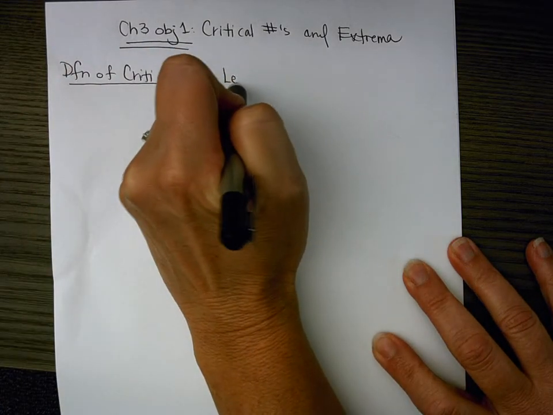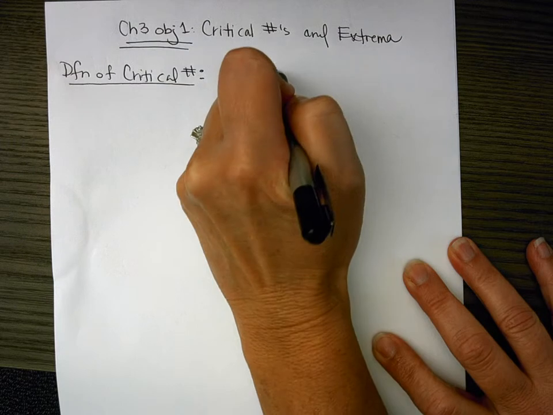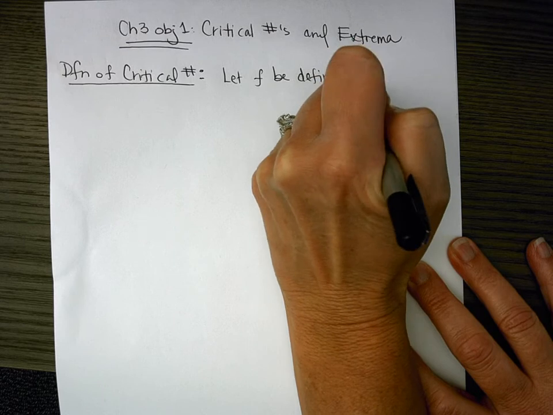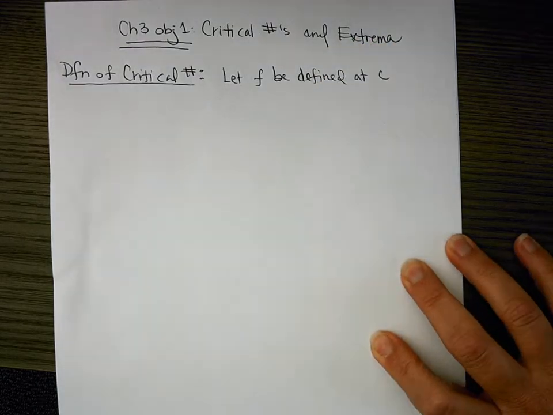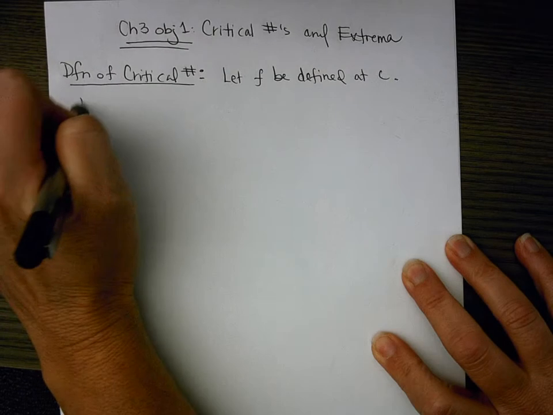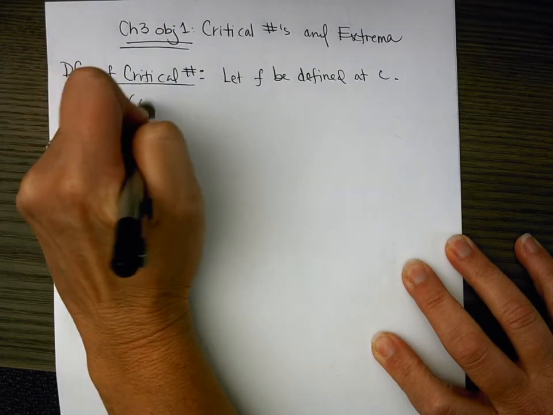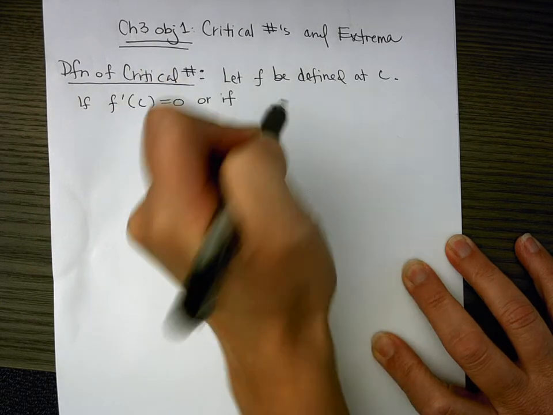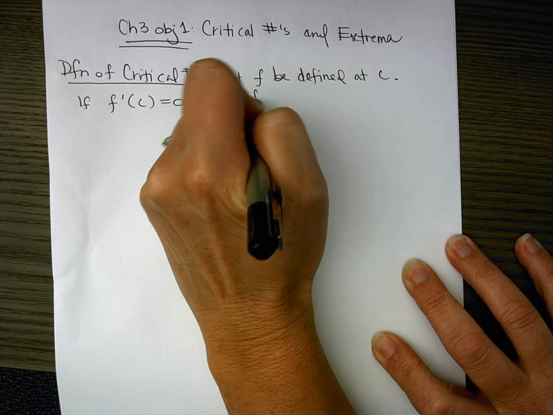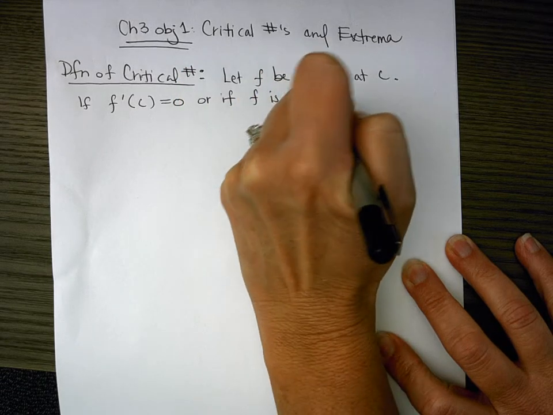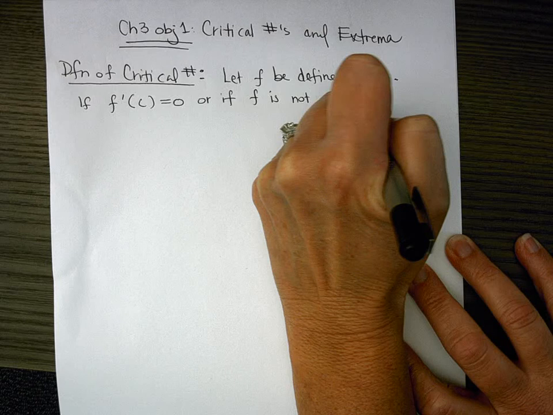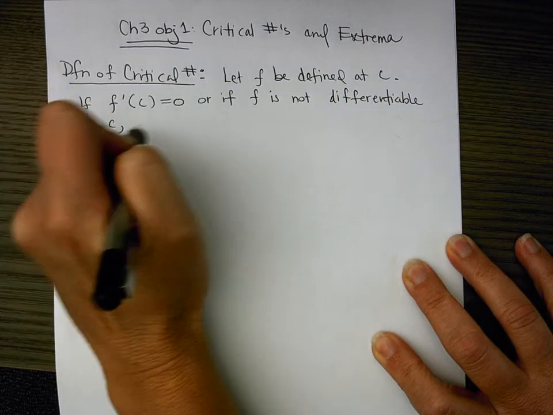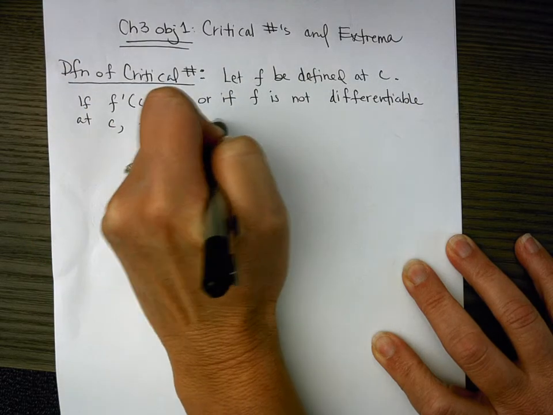So we're going to start with a function, so we're going to let f of x, or let f be defined at some value of x that will be c. So we tend to use c for a particular value of x. So let f be defined at c. And so if the derivative when evaluated at c is equal to 0, or if f is not differentiable at c, then c is a critical number of f.